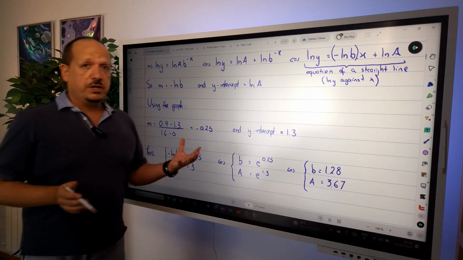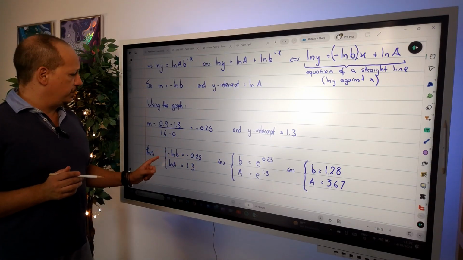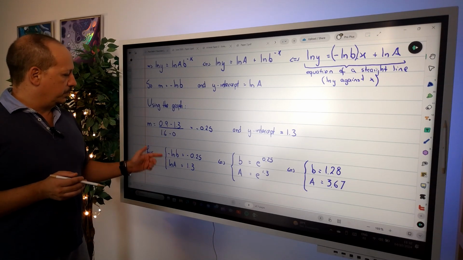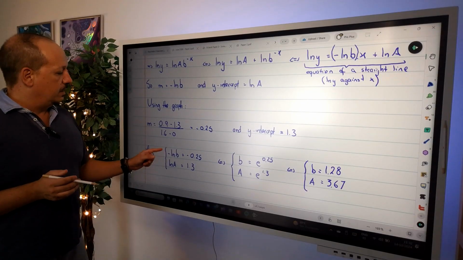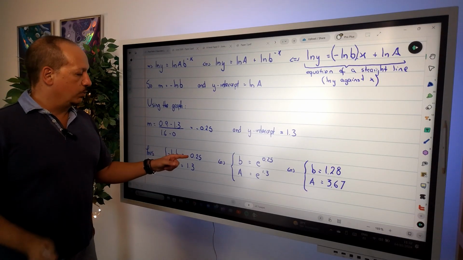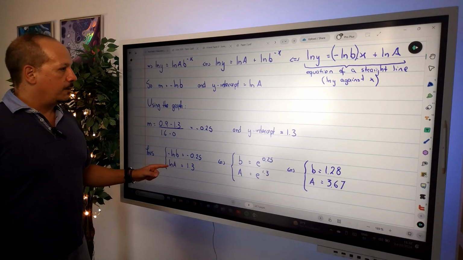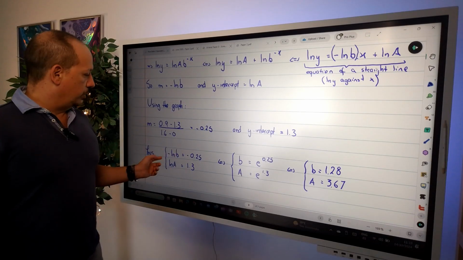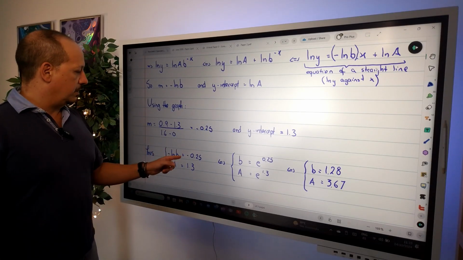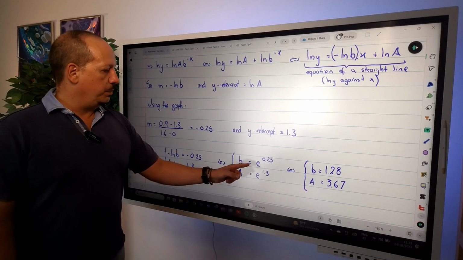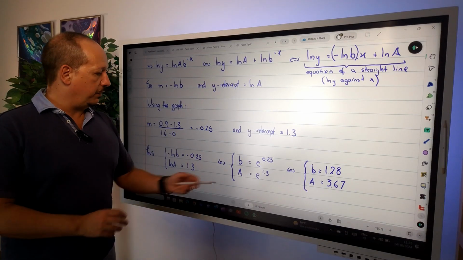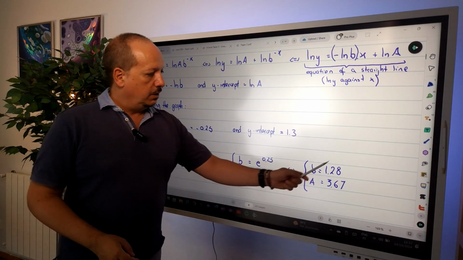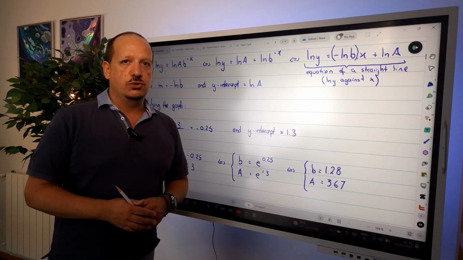So you can very easily set simultaneous equations using this to get the two values. Actually, this is not even simultaneous equations. I just put them in two consecutive lines. So minus natural logarithm of b equals minus 0.25, and natural logarithm of a equals 1.3, and you do the opposite of the natural logarithm. Here you have two negatives, they cancel out. So b equals e to the power of 0.25 and a equals e to the power of 1.3. Plug it in the calculator, and here you have the two values correct to three significant figures.